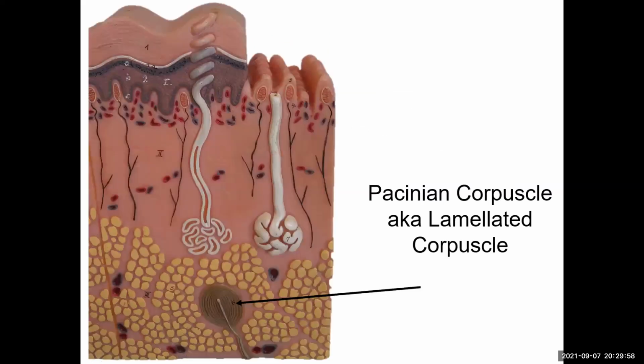All right, and then in the deeper portion of your skin, you have the Pacinian corpuscle or the lamellated corpuscle. And we call it lamellated because it looks like an onion, much like an ogre, right? It has layers, okay? And you can see here, right, it's deeper down. So this type of receptor is going to be for deep sensations, pressure.